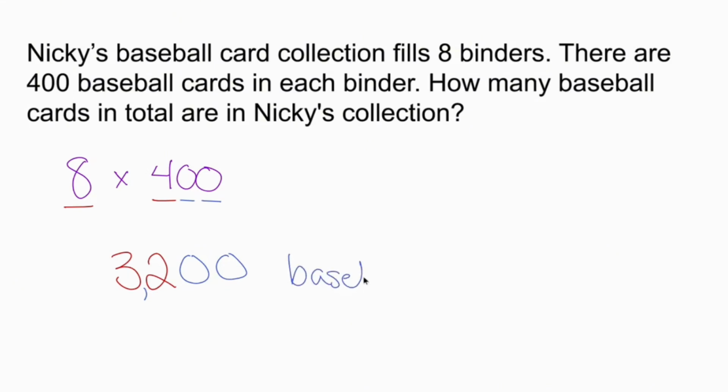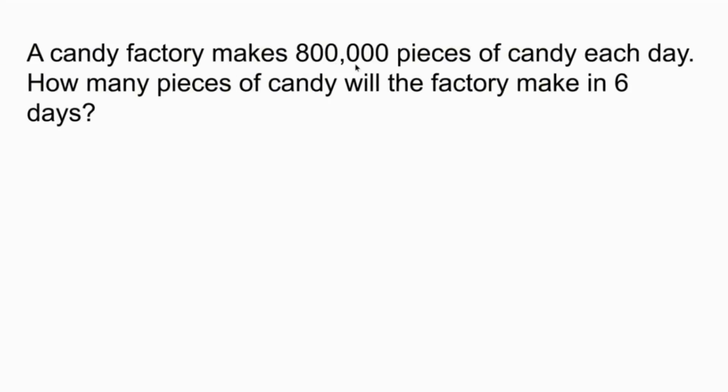3,200 baseball cards. And that is our answer. A candy factory makes 800,000 pieces of candy each day. How many pieces of candy will the factory make in 6 days? So what we need to do is this is 6 groups of 800,000. So this is 6 times 800,000.